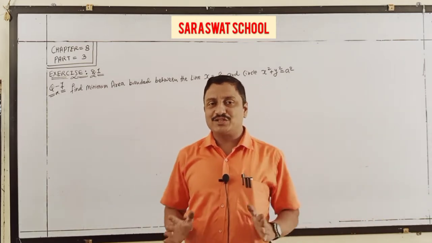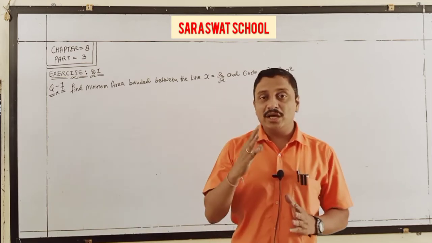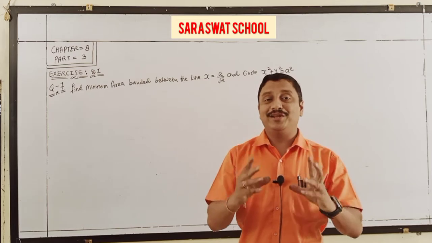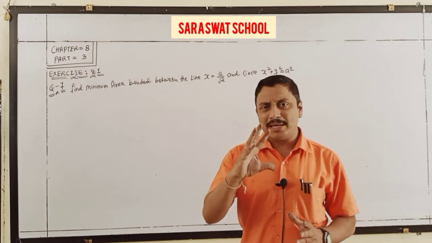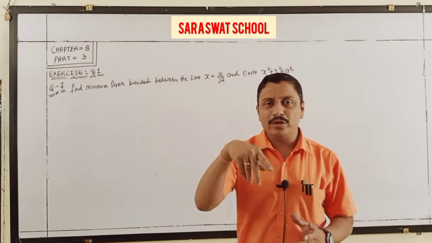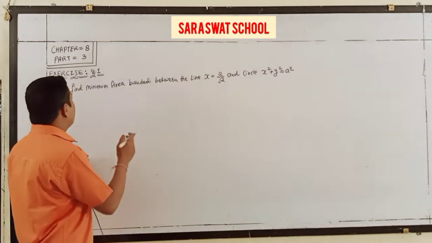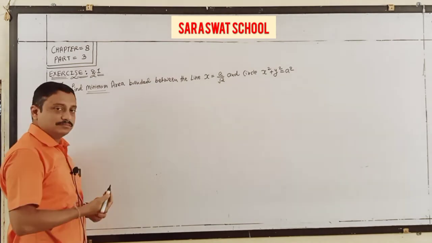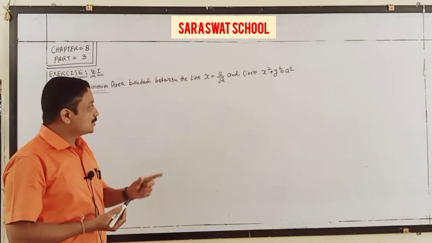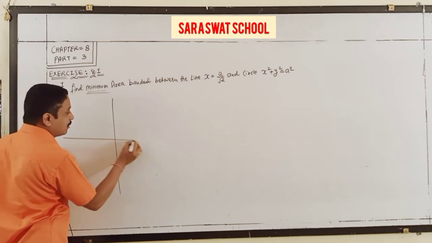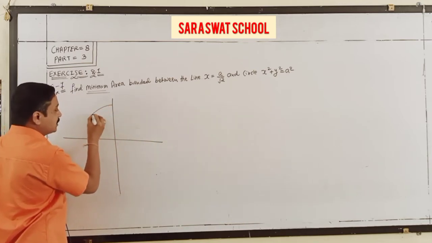Students, before starting this solution, I just inform you, it is a logical numerical. It means you apply your logic and you create the area, because here it is given logically, how can we define it as minimum? So here x is equal to a by root 2, the line is given, and the circle is given, x square plus y square is equal to a square.